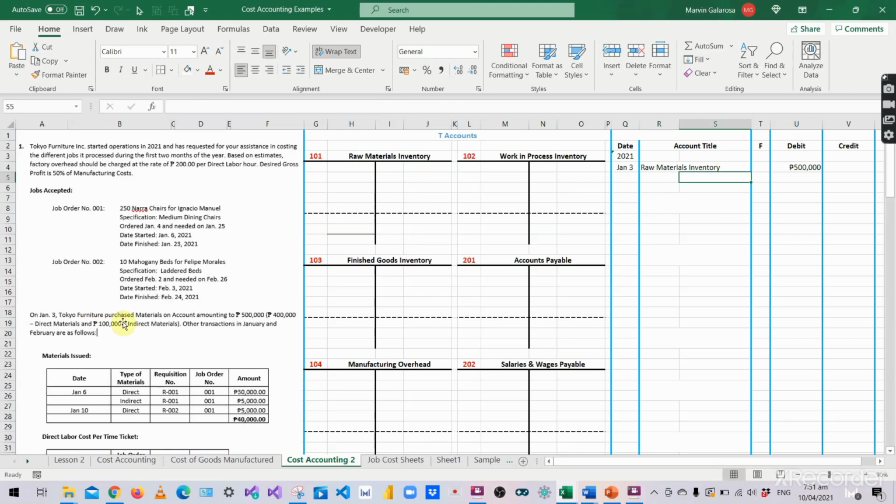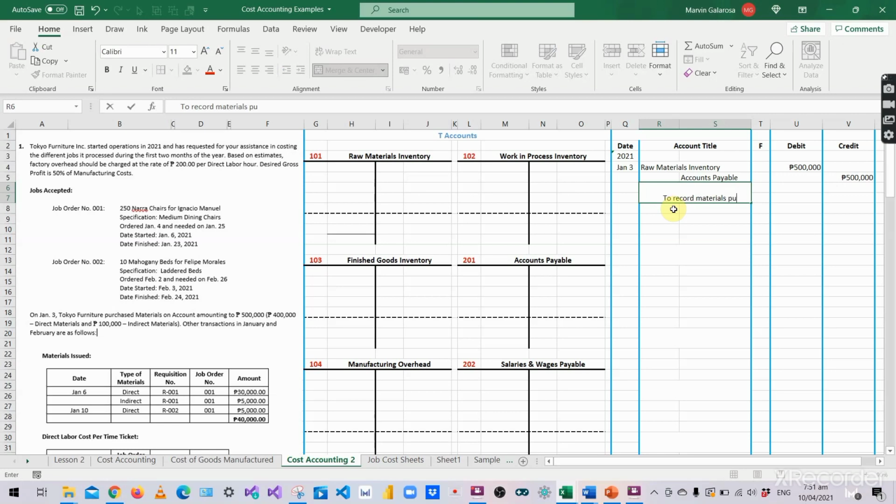Ano naman yung credit mo? Sabi, pinurchase daw yung materials on account or utang. Purchase on credit. In which case, ang credit mo dito is accounts payable. Since si accounts payable, isa siyang liability and ang increase sa liability, recorded siya sa credit side. Kaya i-credit mo siya, 500,000. Siyempre, don't forget yung description. To record materials purchases.